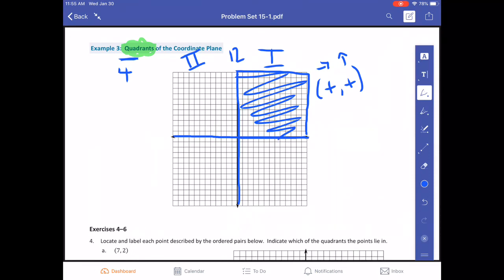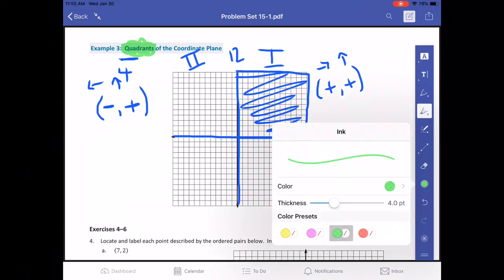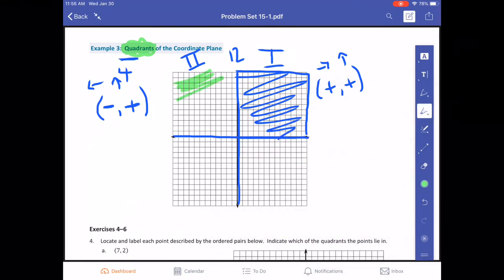Okay, and I'm going to label that with Roman numeral 2. And the points that are in quadrant 2 are going to be negative for an x-coordinate and positive for a y-coordinate. So again, this tells me that I'm moving left from the origin and up, which puts me in quadrant 2. And I'll color quadrant 2 green here. Okay, so any point that lies anywhere in green would be in quadrant 2.